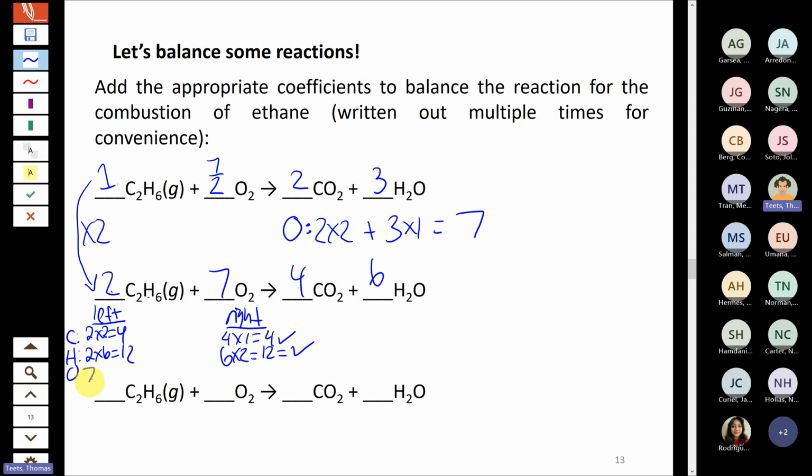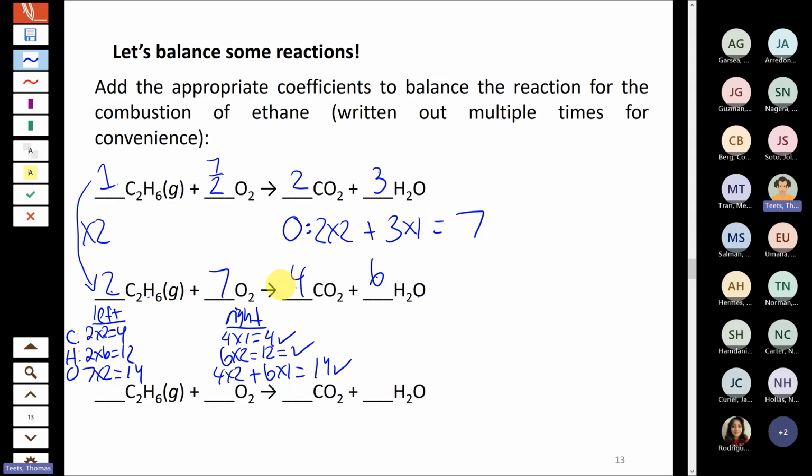On the left side, we have 7 times 2 is 14. And then on the right side, we have 4 times 2 from CO2 plus 6 times 1 from water also equals 14. So that's how we would check ourselves. There's 4 carbons on each side of the arrow, 12 hydrogens, 14 oxygens. That's the smallest set of whole number coefficients we can use to balance that equation.